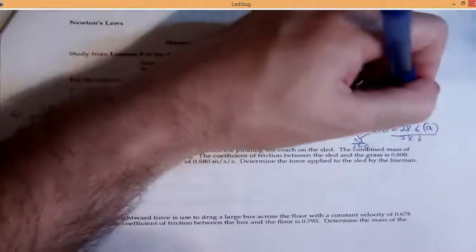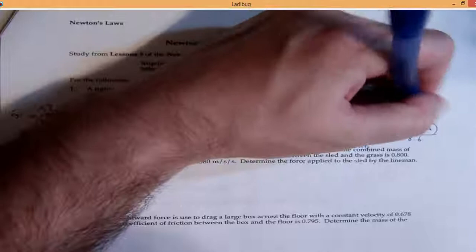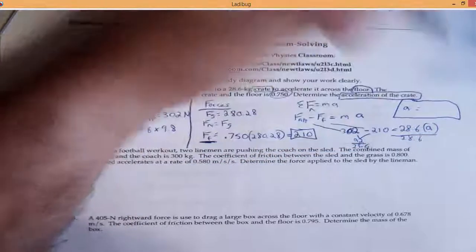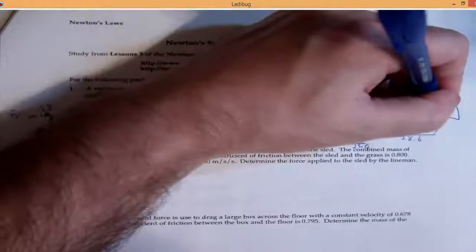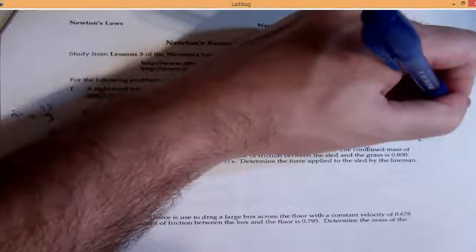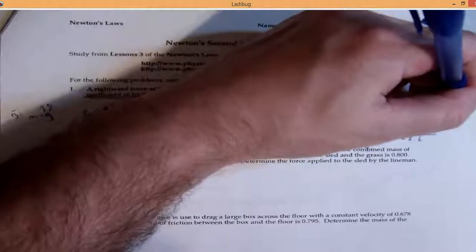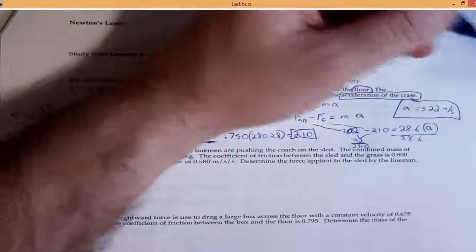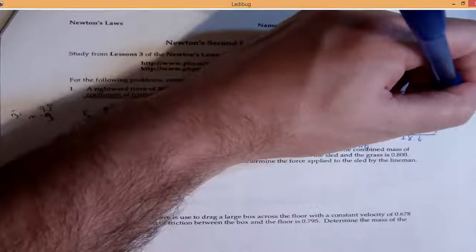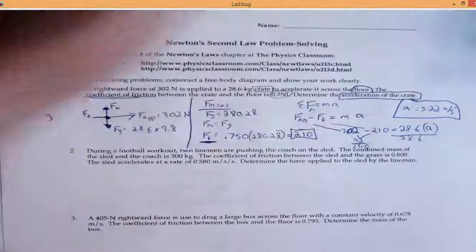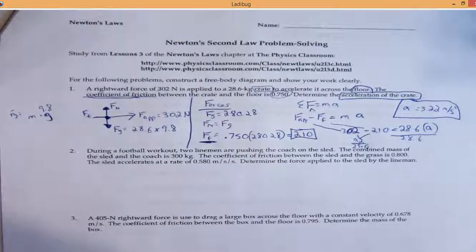And our answer, we're going to go right up here. Hopefully you got 3.22 meters per second. Cool. So, I think it's squared too. Is it squared? No. Yeah, it is squared. So, there we go. That is our deal.